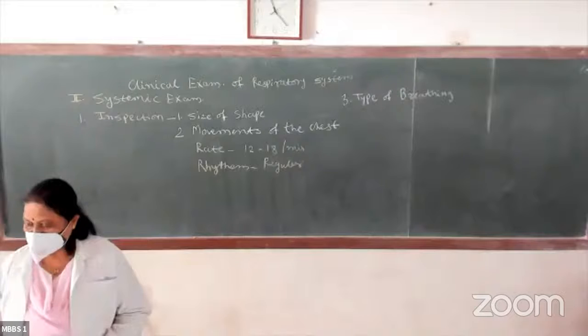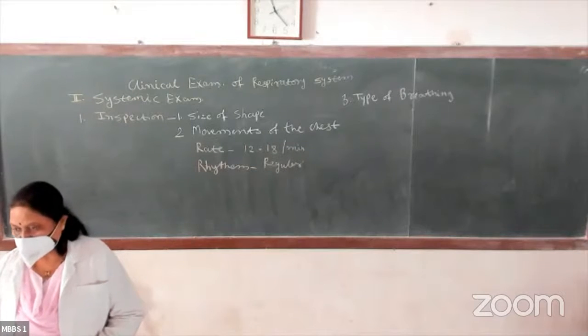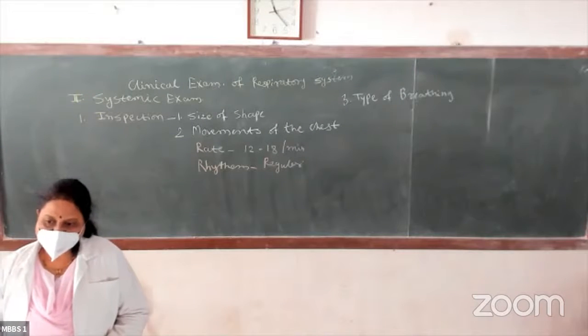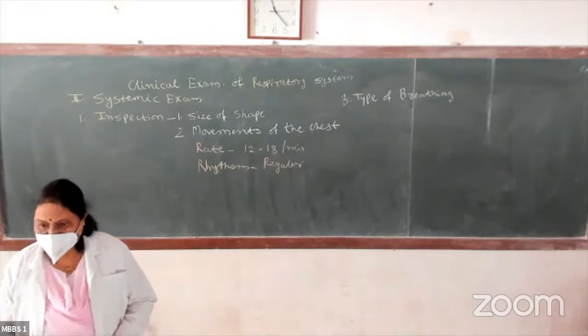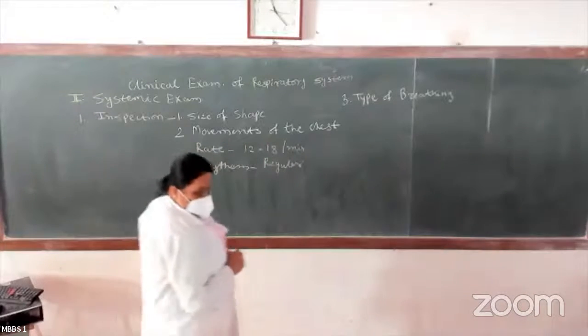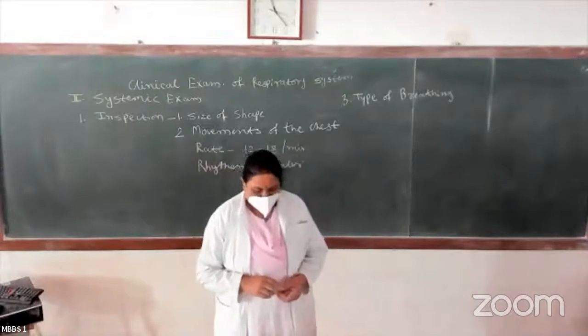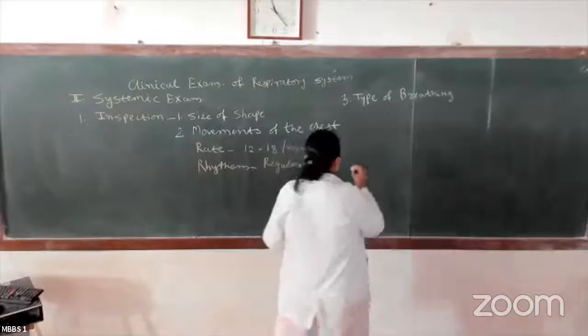So whichever subject you examine, you write down which type of breathing is there, thoraco-abdominal or abdominal-thoracic. Next is the expansion of the chest.